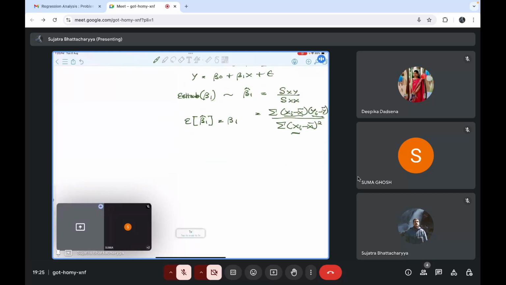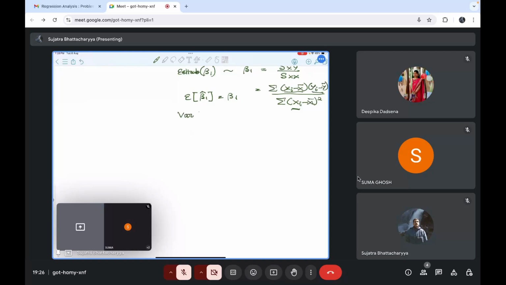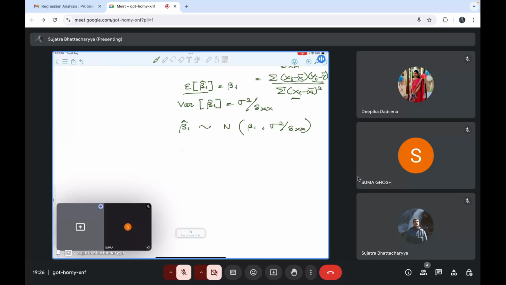Also, the variance of beta 1 hat is sigma square upon Sxx. This we have already seen. And we know that beta 1 hat is normal with the expected value of beta 1 hat, which is beta 1, comma, variance sigma square by Sxx. This is the normal distribution. Now, writing this beta 1 hat as a linear random variable, standardized by sigma square by Sxx, this can be written as normal 0, 1.